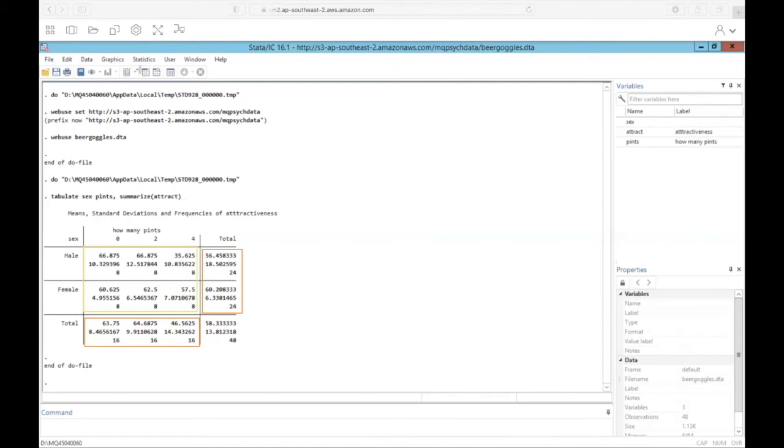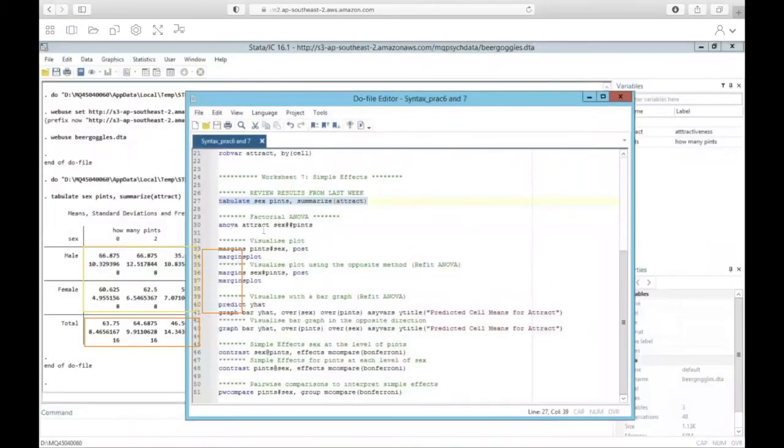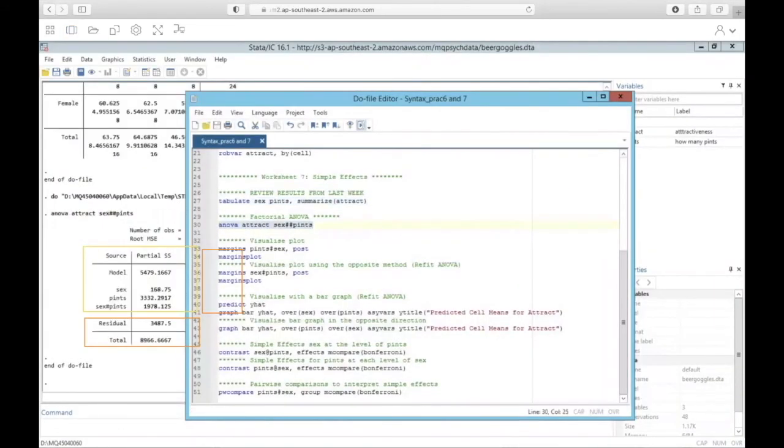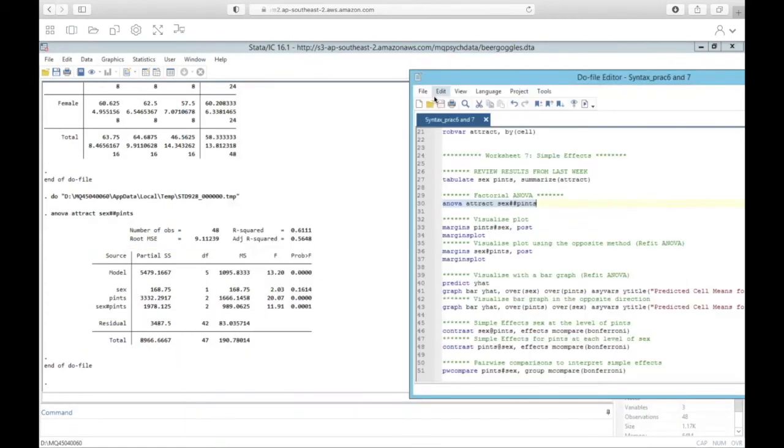Before we do that, let's fit the ANOVA model first and consider the main effects and interaction as well. I'm not going to spend any time interpreting the statistics from the source table or the ANOVA table. I just want to revise what was significant and what was non-significant. Just like before, the main effect of sex is non-significant. So again, regardless of number of pints consumed, men and women did not differ in how they rated attractiveness. The main effect of pints, on the other hand, is statistically significant.